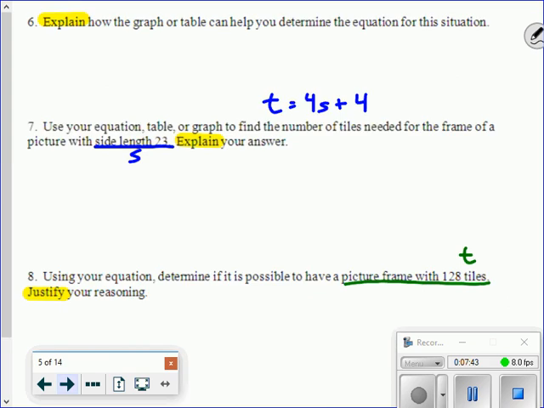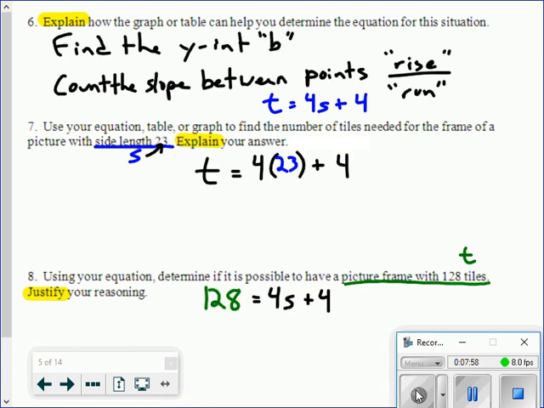So now that we have our equation, we're going to start plugging them in. So this first one, they want me to put S is 23, and to try and figure out how many tiles the frame would need. Okay, so here's my explanation for why I can figure out the equation for this situation. So I found the y-intercept, that's my b value. I count the slope between the points, that's rise over run. You could have written something differently.